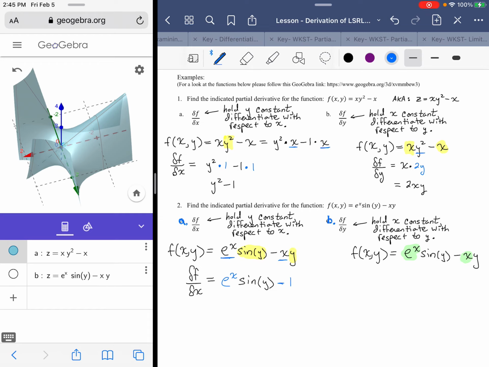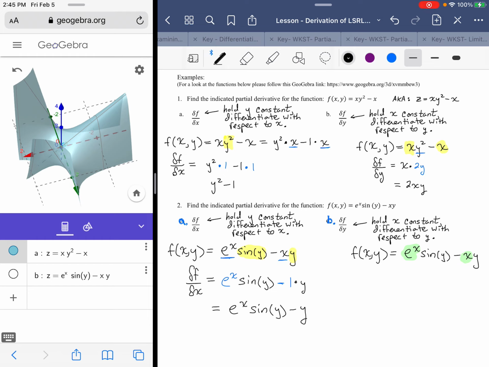Negative x has a derivative of -1. Bring down just the y. Clean it up if you want, or maybe don't even write the 1 to begin with. e to the x sine of y minus y.